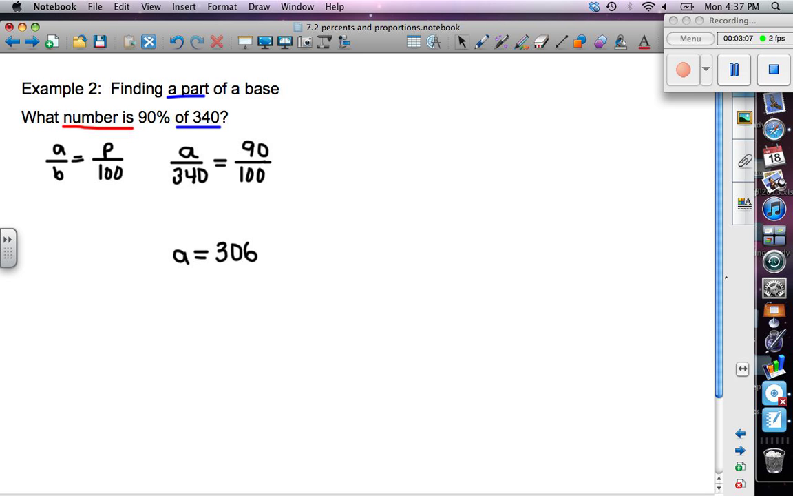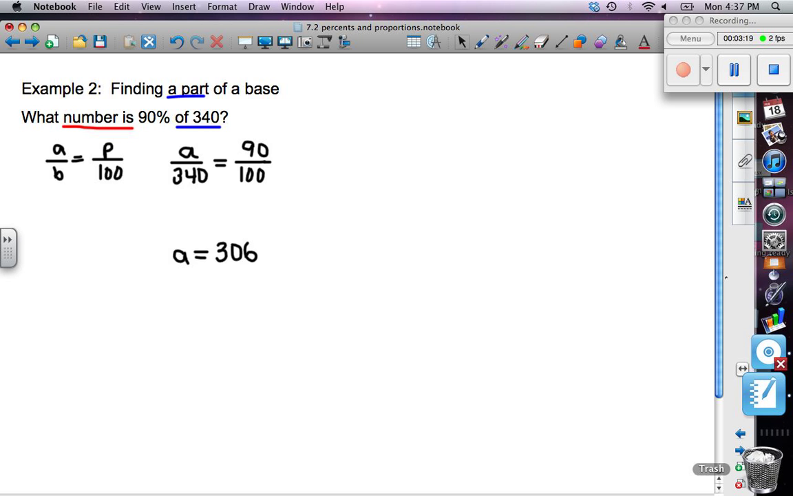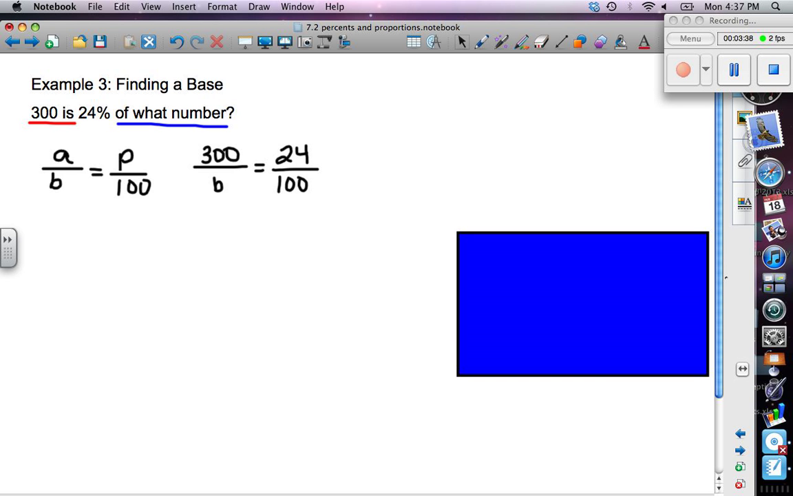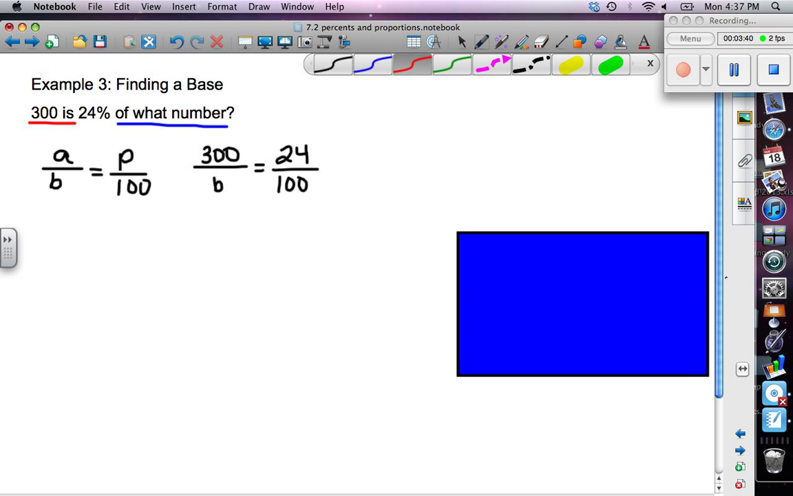So it's always important to carefully read and mark down what they're asking, what they're looking for, and what they're giving you, and make sure you put it in the right spot in the equation. So in this example, they give us 300 is, so that's our A, 24% of what number? So now we don't know the B, but we know the percent and we know the A. So 300 over B equals 24 over 100. So we can do this out together.